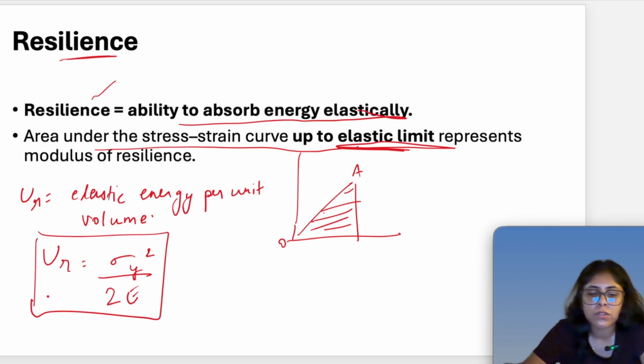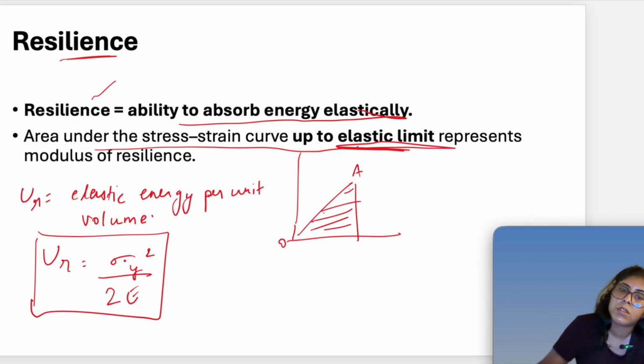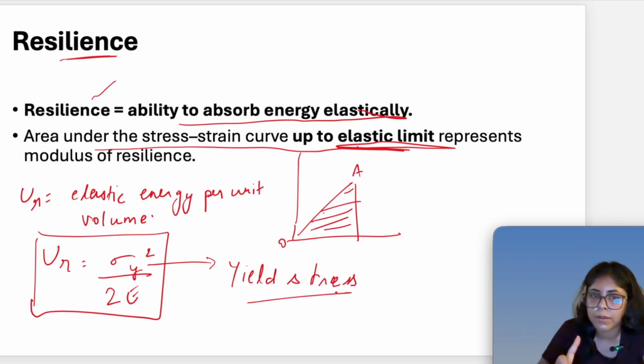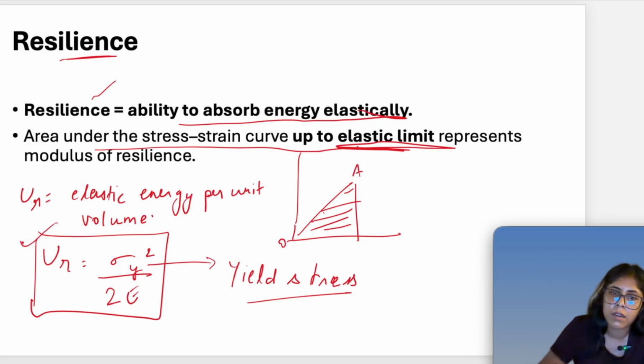If yield stress is taken as the elastic limit stress, where sigma y is nothing but the yield stress, only then will we say that UR is sigma y square upon 2E.